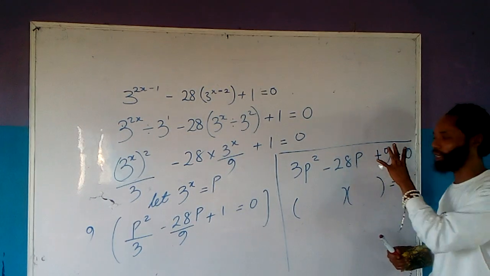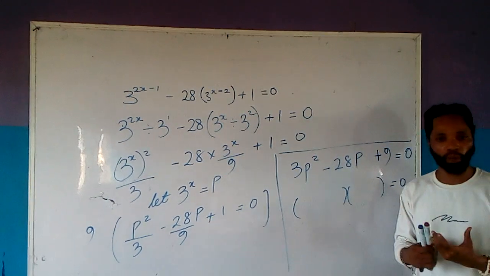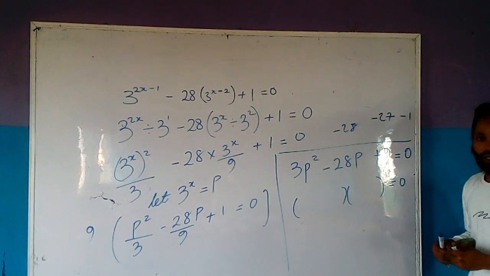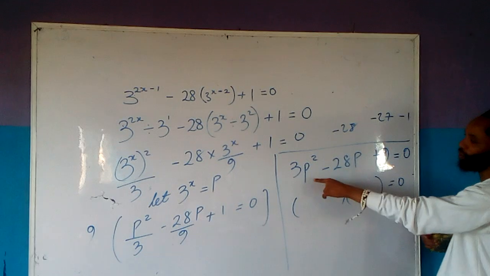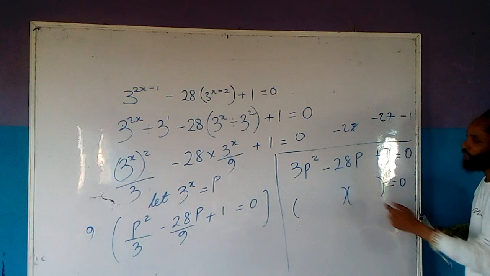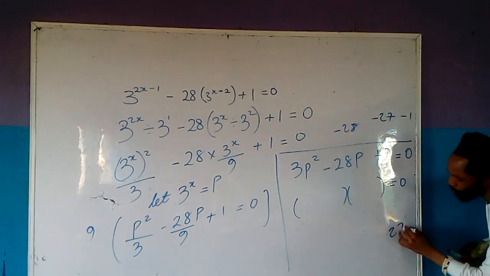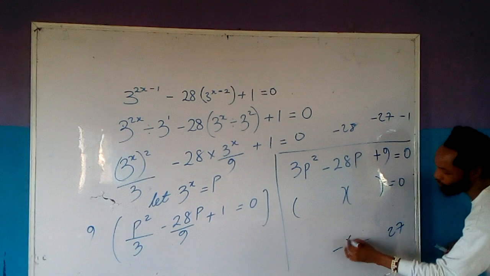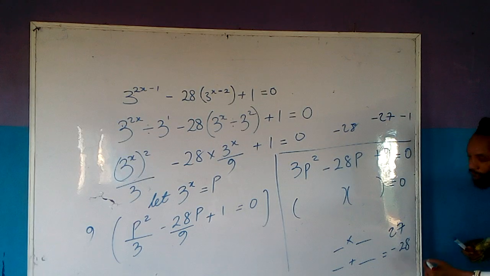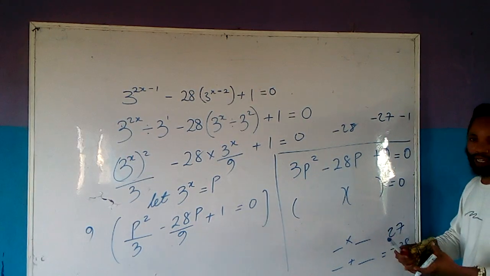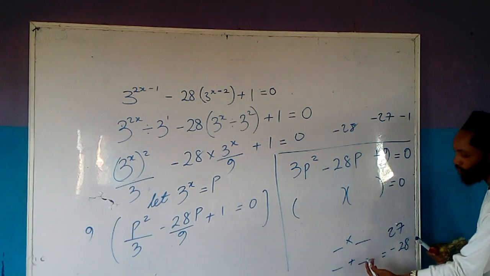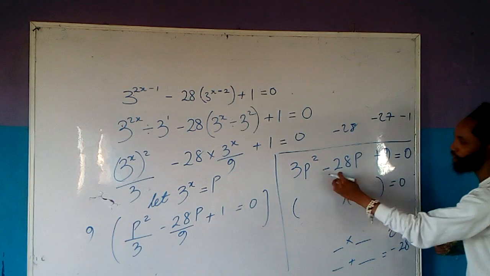Now, 3 times 9 is 27. So what two numbers if we multiply? So the idea here is we want to solve for p, and this is a quadratic function at this point. 3 times 9 is 27. So we want to get two numbers that multiply to give us 27 and add up to give us what? Negative 28. And what are those numbers? Negative 27 and negative 1. It will give us positive 27 when we multiply them, and adding them, we're going to get negative 28, which is it. So we are good to go.